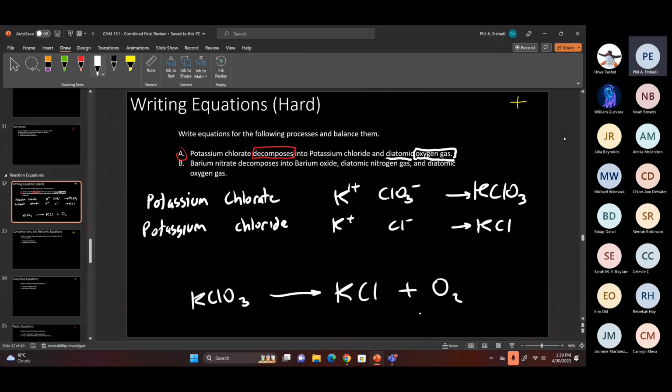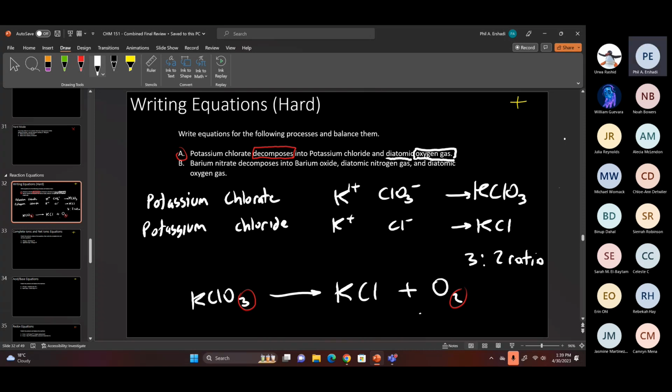You need to balance it, right? Because you might be able to tell the oxygen's out of balance. You got a 3 here and a 2 here. So 3-to-2 ratios come up a lot in chemistry. Mathematically speaking, if I have a 3-to-2 ratio, it's going to be hard to make those equal as it is.